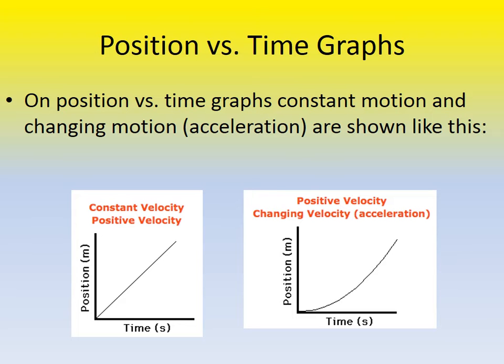Okay, on a position time graph, constant motion and changing motion are shown like this. So this is a constant velocity. Again, it's a straight line with a slope. It's got to have a slope. If we're accelerating though, so we have a positive velocity and changing velocity, we're going to see that line is now curved.